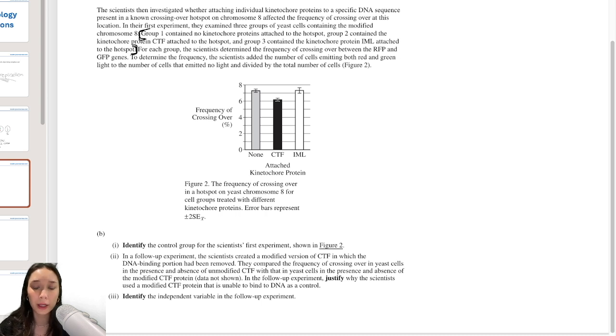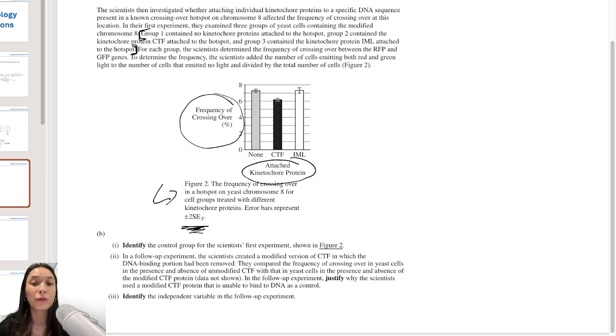So if we look at our diagram here, again, always read your figure captions. It says the frequency of crossing over in a hotspot on yeast chromosome 8 for cell groups treated with different kinetochore proteins. Error bars represent plus or minus 2 standard deviations. Okay. So you have your x-axis, which is attached kinetochore protein. You have 3 groups, which we've already mentioned here. You've got your no kinetochore proteins, CTF kinetochore proteins, and then IML kinetochore proteins. And then on your y-axis here, you have frequency of crossing over as a percentage. Okay, so let's go into this.